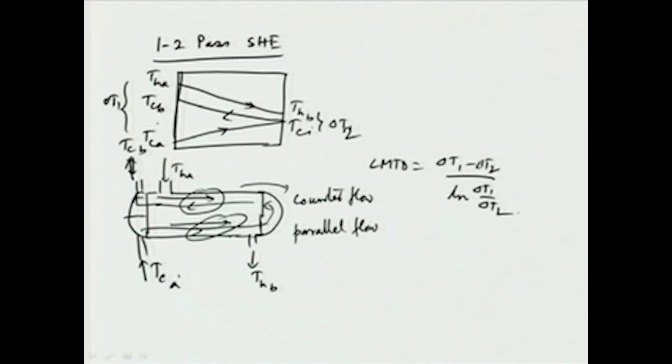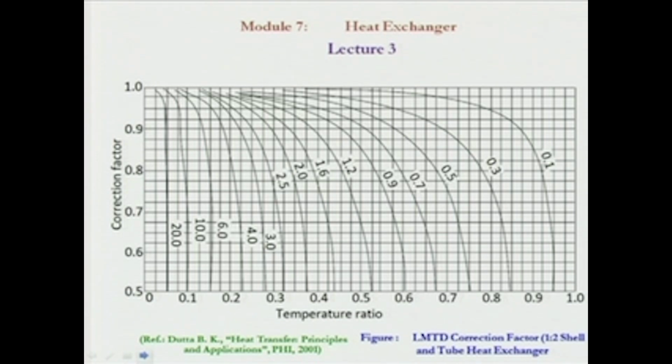But this is not the actual scenario in the heat exchanger. There will be a lot of changes, and that is taken care of by a factor or by a plot. This is called a plot of correction factor. That correction factor takes care of this issue and gives an average value of the log mean temperature difference. There is the correction factor versus some temperature ratio, and that is plotted for some parameter. So, this is the correction factor versus temperature ratio for a certain parameter, in this case for a 1-2 heat exchanger.